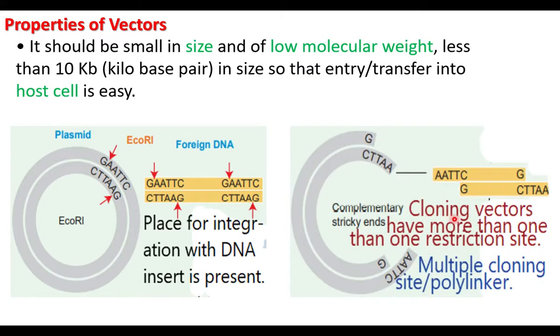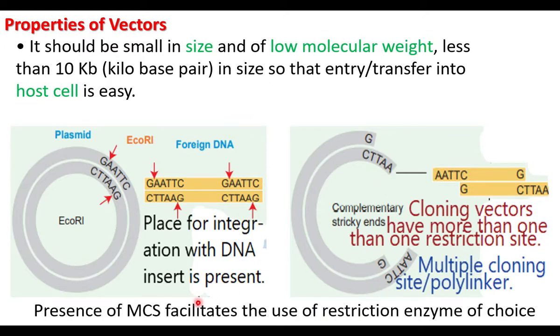Cloning vectors have more than one restriction site. When a cloning vector has more than one restriction site, that is multiple cloning sites or polylinker. When a vector has multiple cloning sites, many restriction enzymes can cut the site. So what is possible for us? The presence of multiple cloning sites facilitates the use of restriction enzymes of choice.